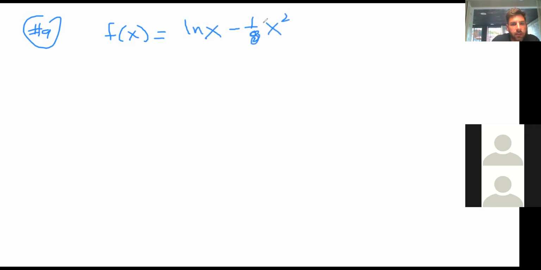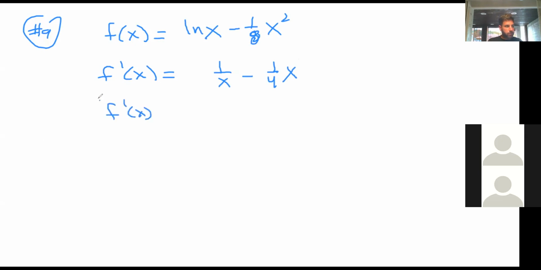So let's look at number 9. Our function f of x is log x minus 1/8 x squared. Now we want to determine the length of this curve. And so that means we need to first take the derivative, which is equal to 1 over x minus 1/4 x. And then we have to square this expression.